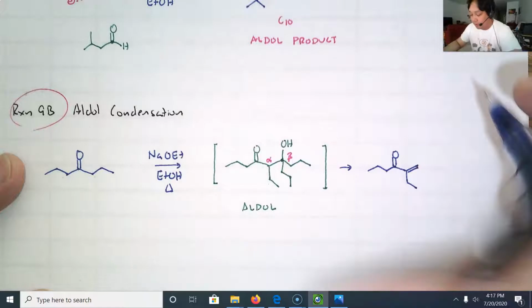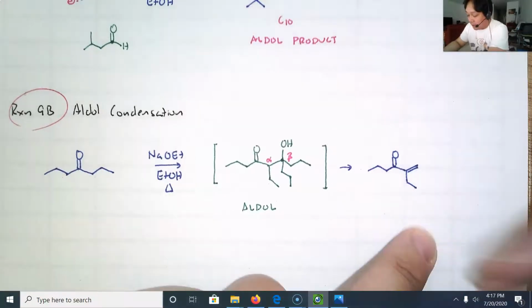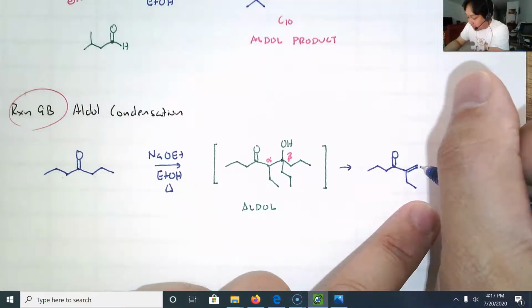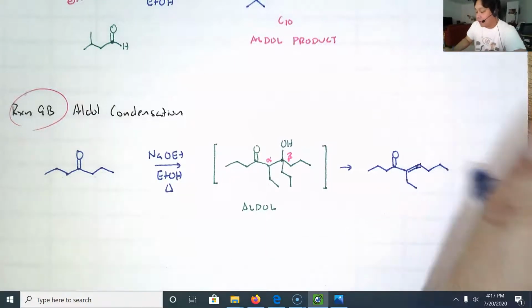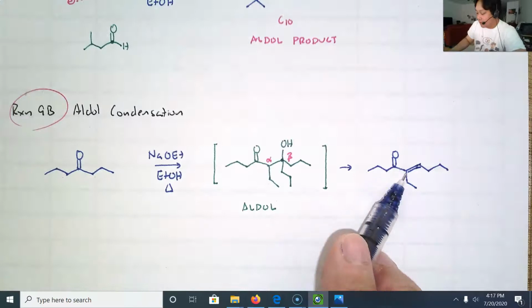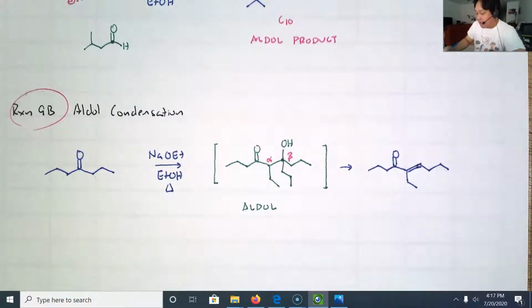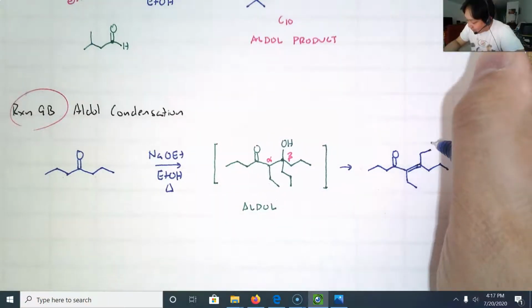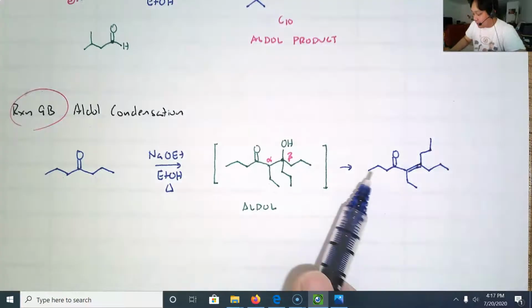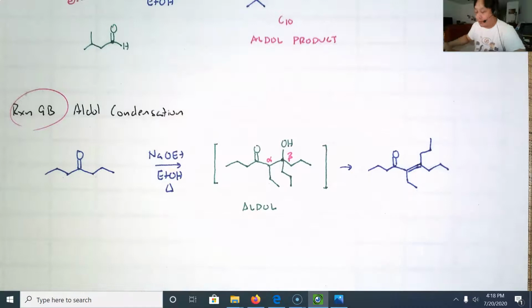There's no more OH. Remember, we are removing H2O, removing water to make the condensation. But we still have 1, 2, 3. Okay, we should still have 14 carbons. 1, 2, 3, 4, 5, 6, 7, 8, 9. Oh, I forgot the other propyl group. Yikes. 1, 2, 3, 4, 5, 6, 7, 8, 9, 10, 11, 12, 13, 14.